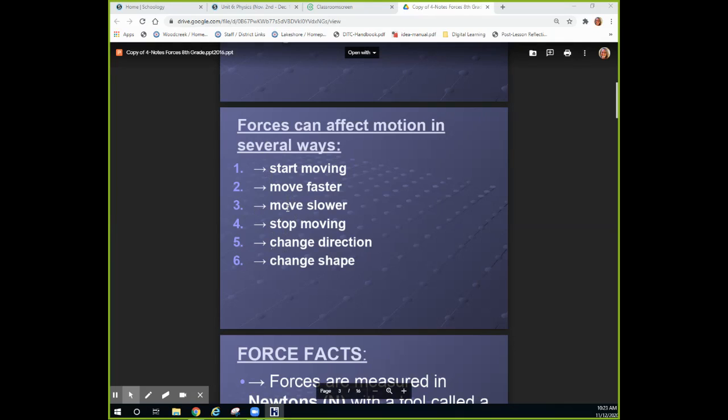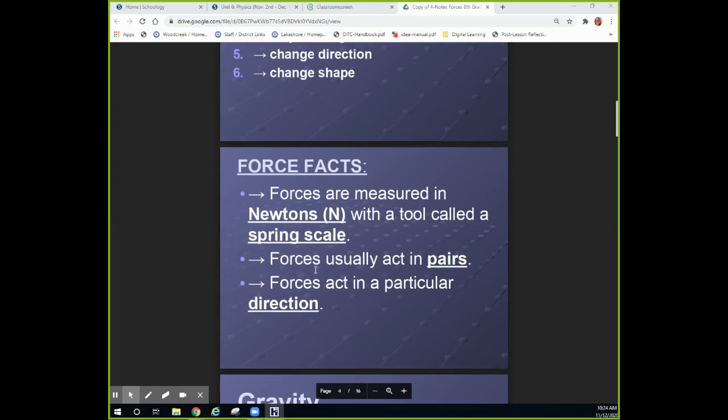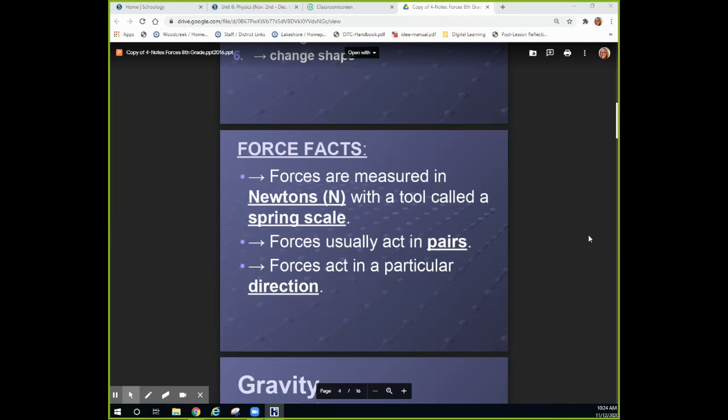Forces also cause things to change direction, and they cause things to change shape. Think about when you crush a can. Does the can just crush on its own, or do you have to apply a force to it? So we measure forces in newtons with a capital N. This is a really important unit. So please remember, newtons is a capital N, and we use a spring scale.